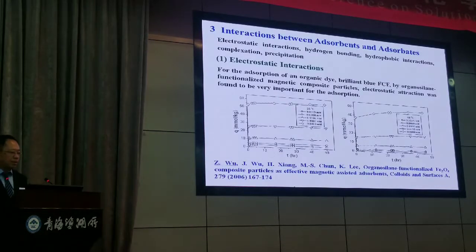CV effect is easy to understand. However, the interactions between adsorbents and adsorbates are complicated. Generally speaking, interactions between adsorbents and adsorbates include electrostatic interactions, H bonding, hydrophobic interactions, complexation, precipitation, and so on. Let's first see electrostatic interaction.